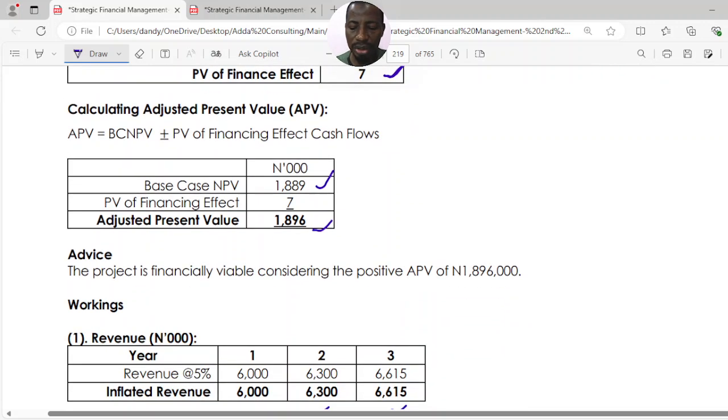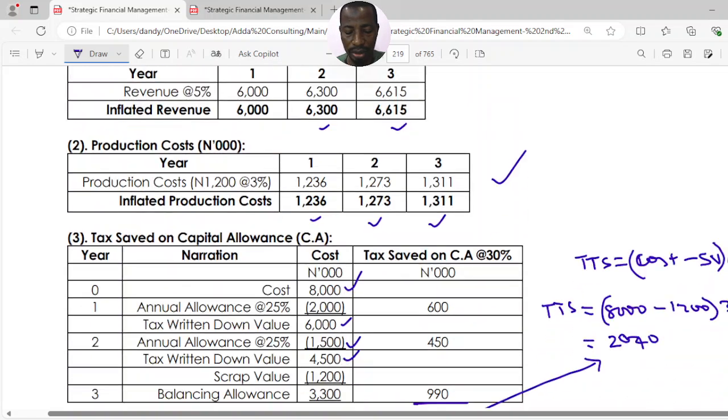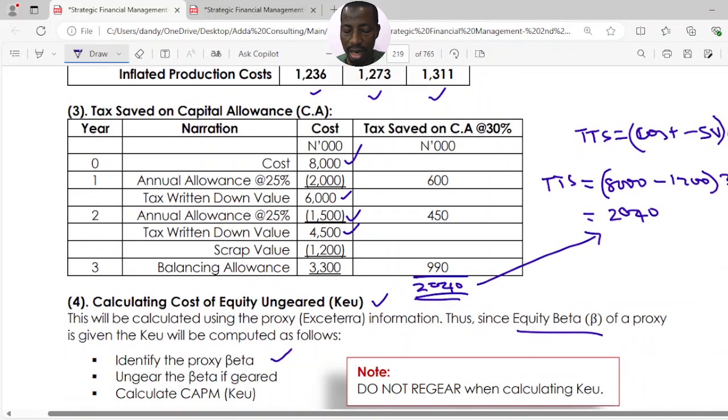Take into consideration the positive APV of 1,896,000. Therefore, the project should be accepted. That's it. That's how to calculate the adjusted present value. So after this, let's have one more illustration, and that will be the end of the adjusted present value.